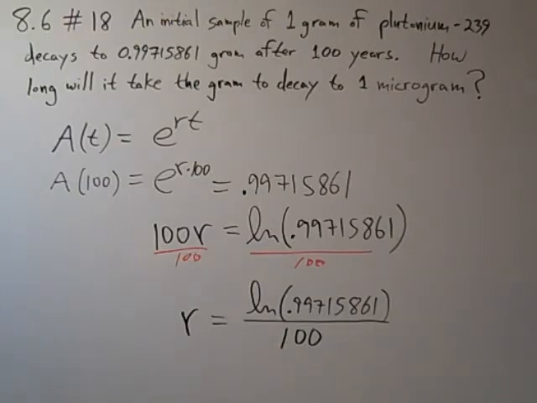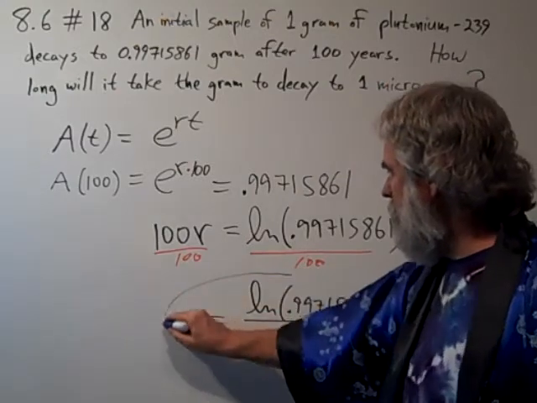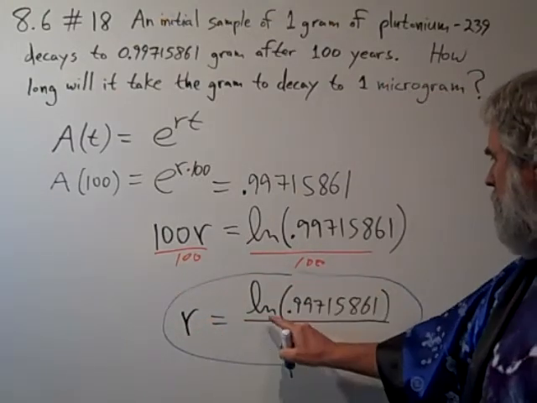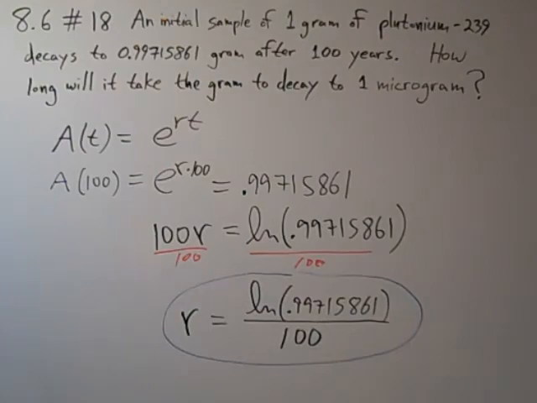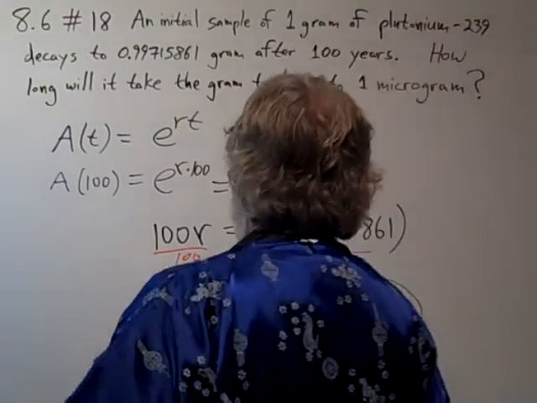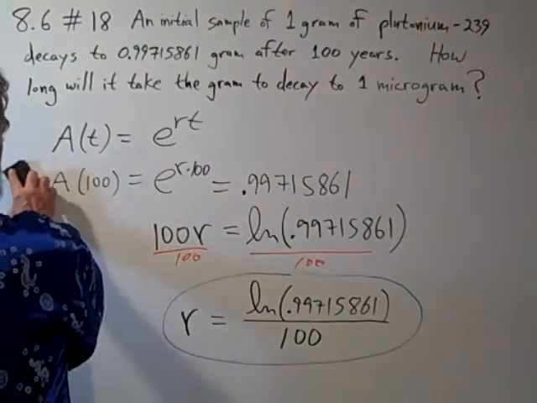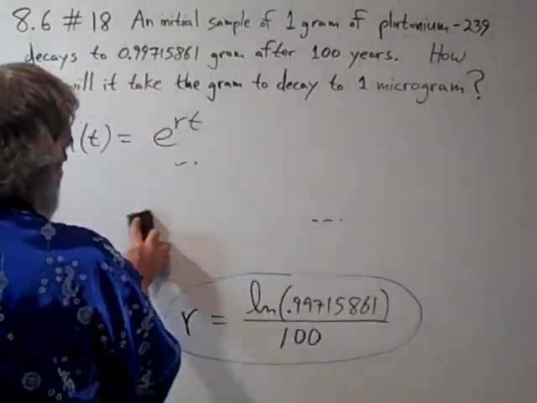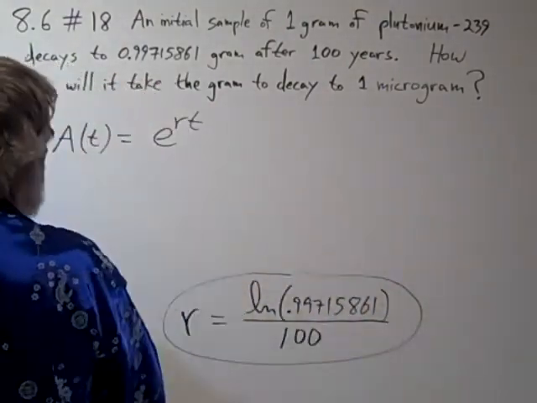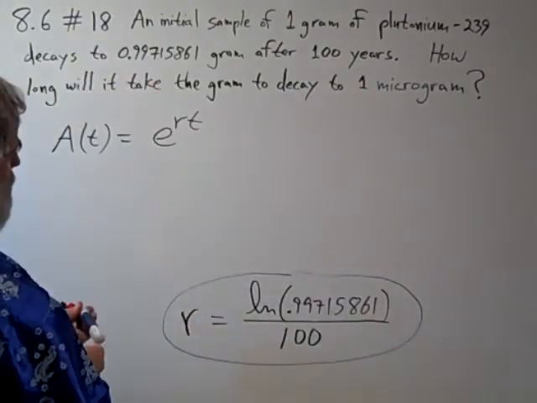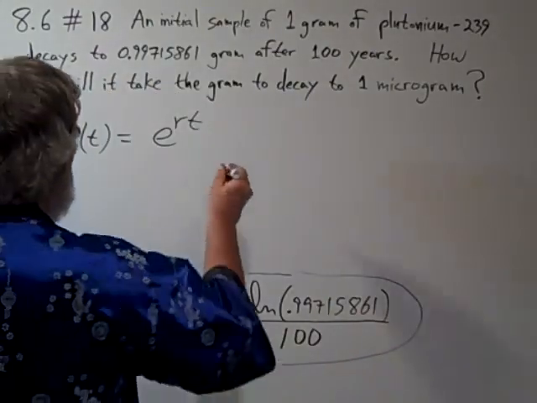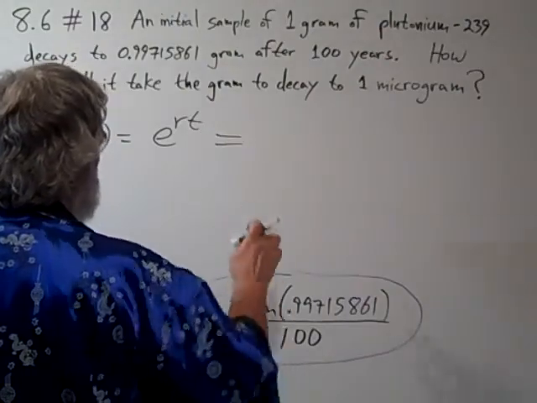Now we know the decay rate, because the natural log of 0.99 is negative. So this will be a negative number, implying not growth but decay. And we wonder how long it will take. So we're solving for t: how many years before it decays to 1 microgram.